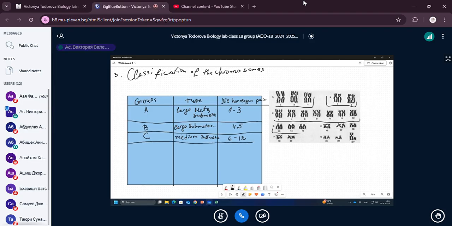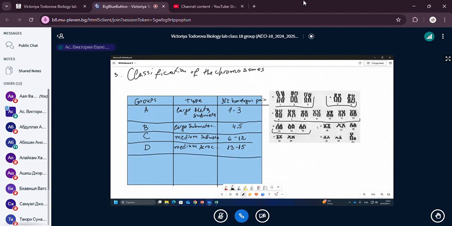Group D is the third. Group D, meta-acrocentric chromosomes with positions from 13 to 15. They are medium acrocentrics.